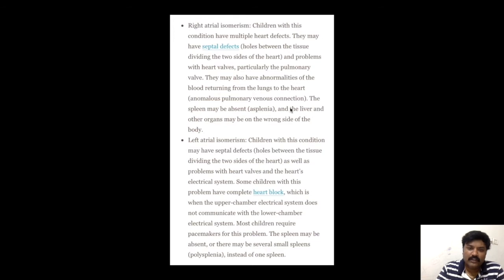In case of left atrial isomerism, the right-sided structures will be abnormal. For example, the intrahepatic IVC is interrupted. That means absent, with the flow diverted through the azygos vein. So there will be interrupted IVC with continuation of azygos vein, and there can be heart block and rhythm abnormalities in those cases, and there can be polysplenia.